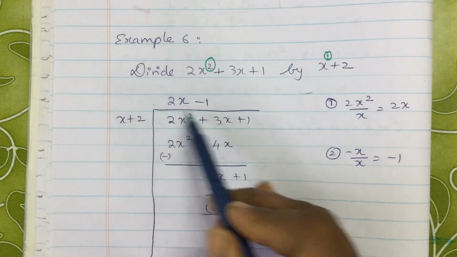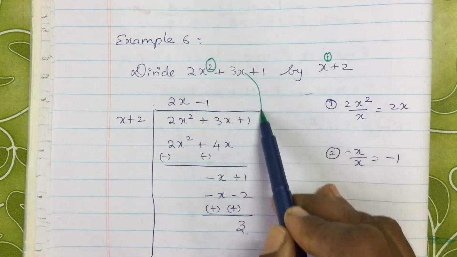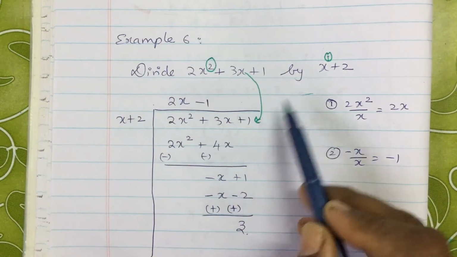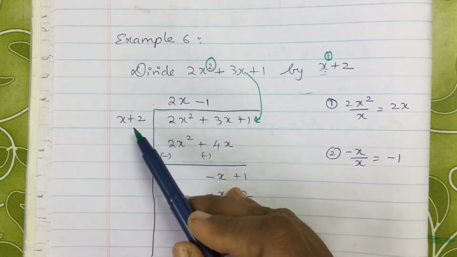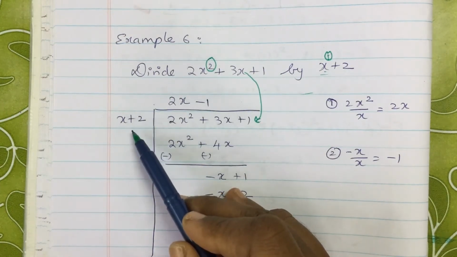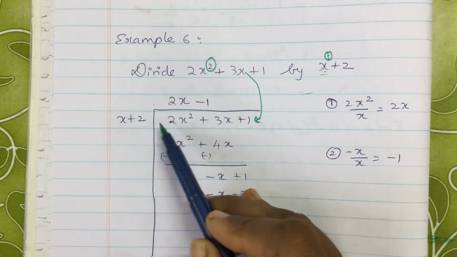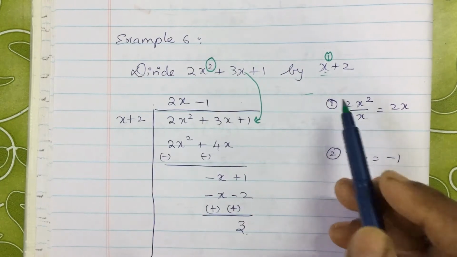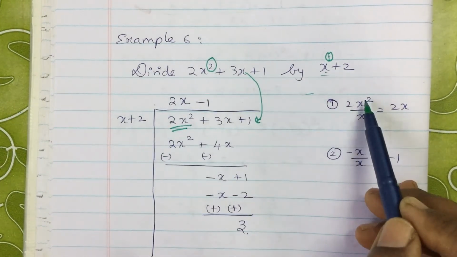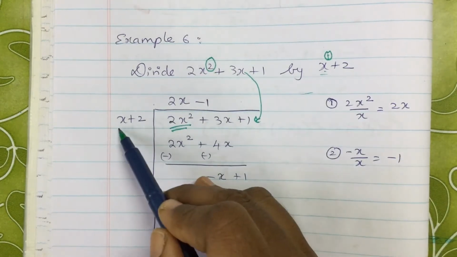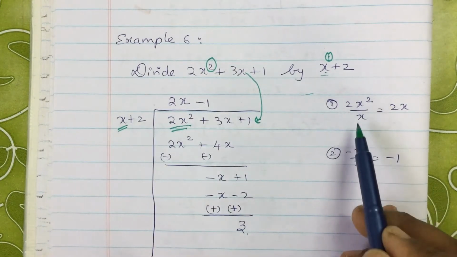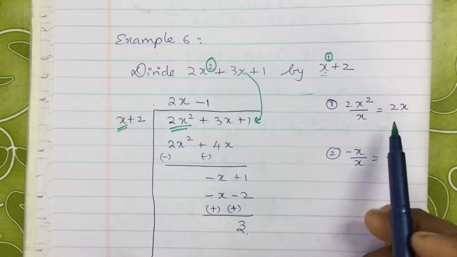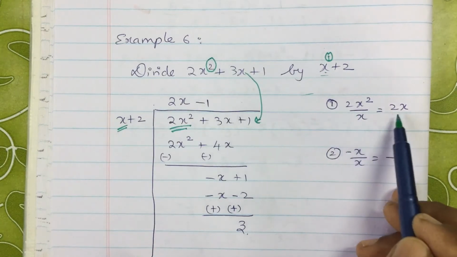So first put a line like this, then enter the dividend inside, 2x square plus 3x plus 1. Then I am putting x plus 2 at the left side of this line. This is the divisor, and this is the dividend. First, input them into these lines. Then the first step: take the first term here, 2x square, divided by the first term of the divisor, that is x. So 2x square by x, you work it out in the working column of your notebook. 2x square by x will give you 2x.